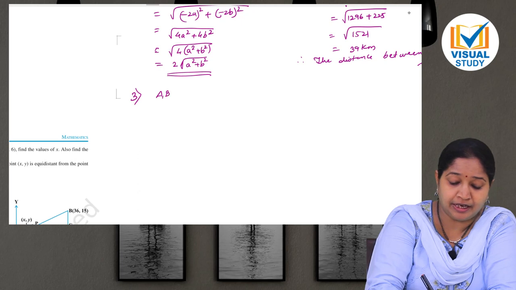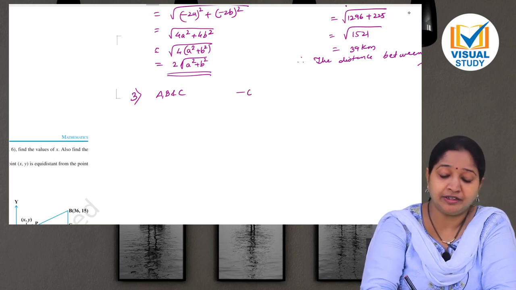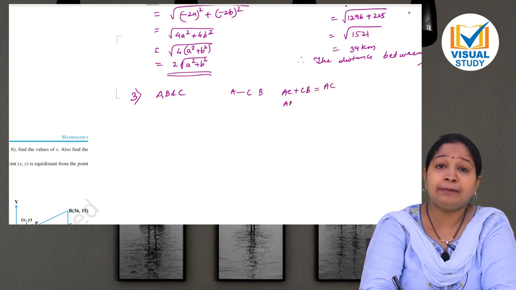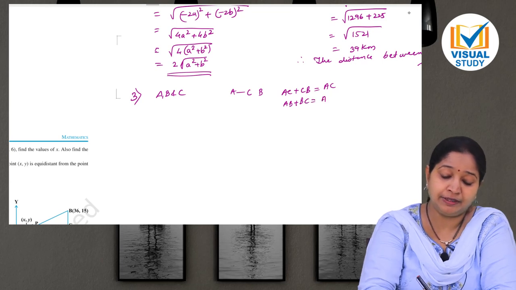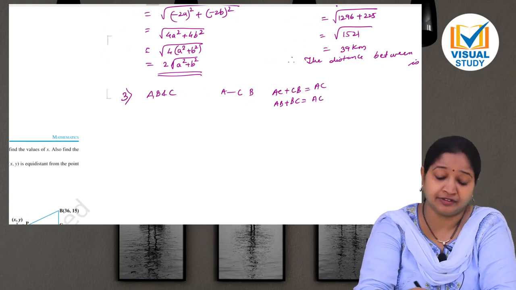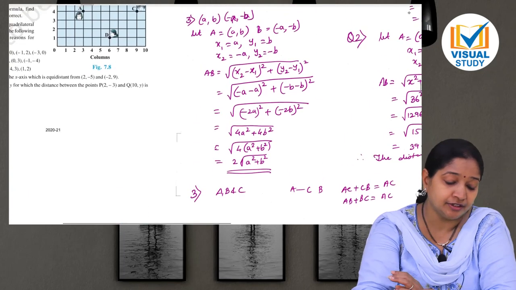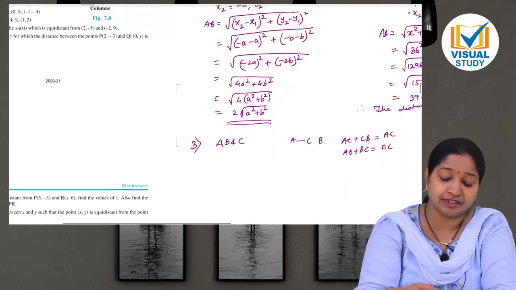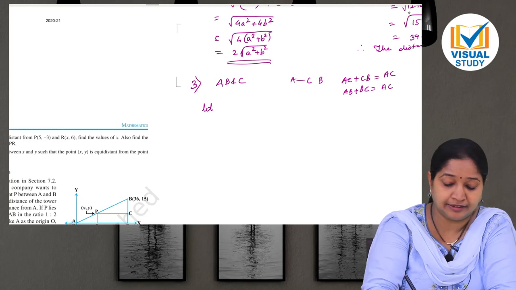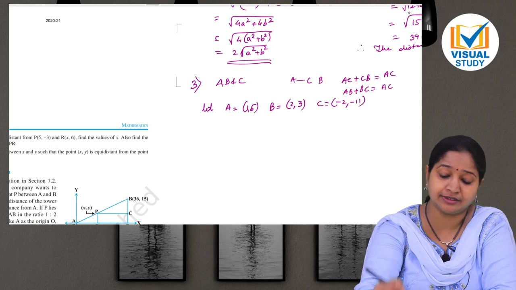For the collinear points A, B and C, if they have given A, B, C, that means your C should be between A and B, that is AC plus CB should be equal to AB. But we will see. They have told us to determine if the points (1, 5), (2, 3) and (-2, -11) are collinear points or not. So let A be (1, 5), B be (2, 3) and C be (-2, -11).